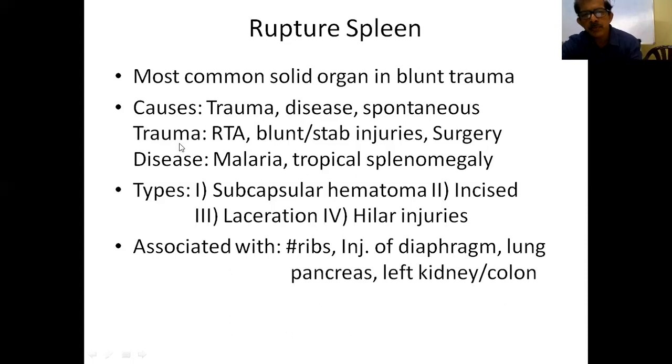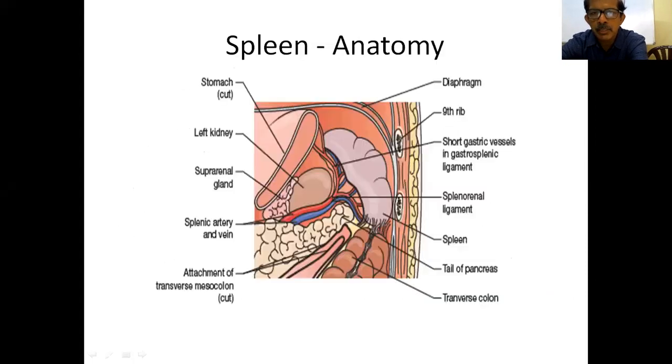So what are the occasions where spleen can be traumatized? One is, as we already know, road traffic accidents, mainly blunt or even stab injuries. Then surgery. Because I have already shown you the intricate anatomy, it is so close to stomach, kidney, pancreas, colon. So whenever you do surgery on these four organs, the spleen is going to be injured if you have not taken proper care.